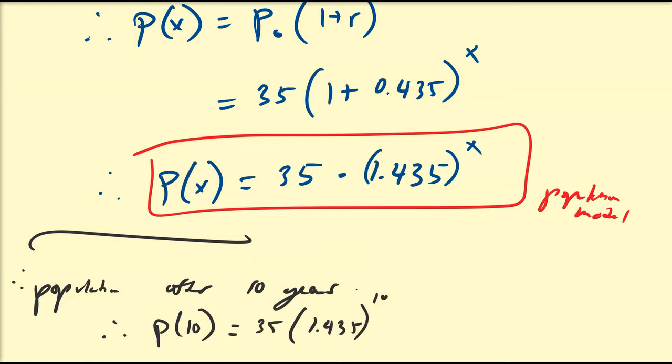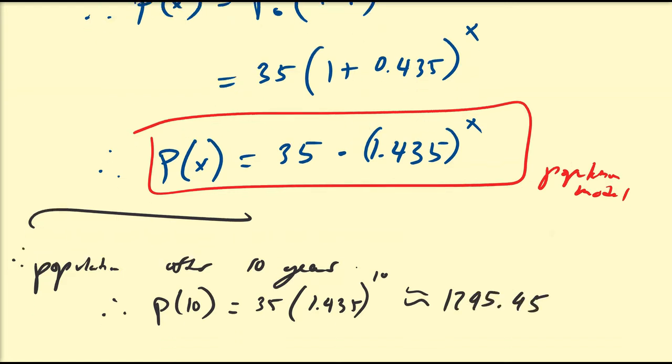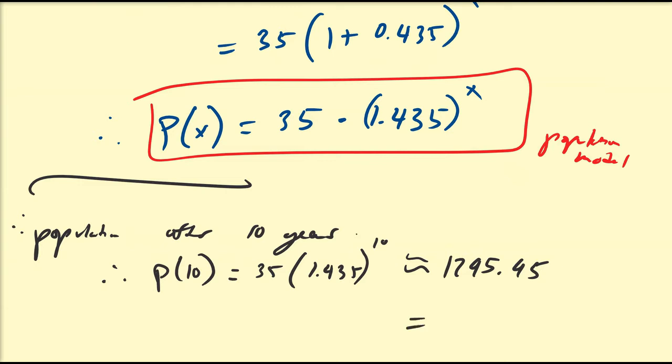And once you do that out, that should come out to approximately 1295.95. So I guess we could round that to the nearest integer. So that's going to be 1296 approximately. So populations. So if you start off with 35, then after 10 years, you're going to have 1296 if it grows at a rate of 43.5% each year. So it's almost doubling at some rate, right?